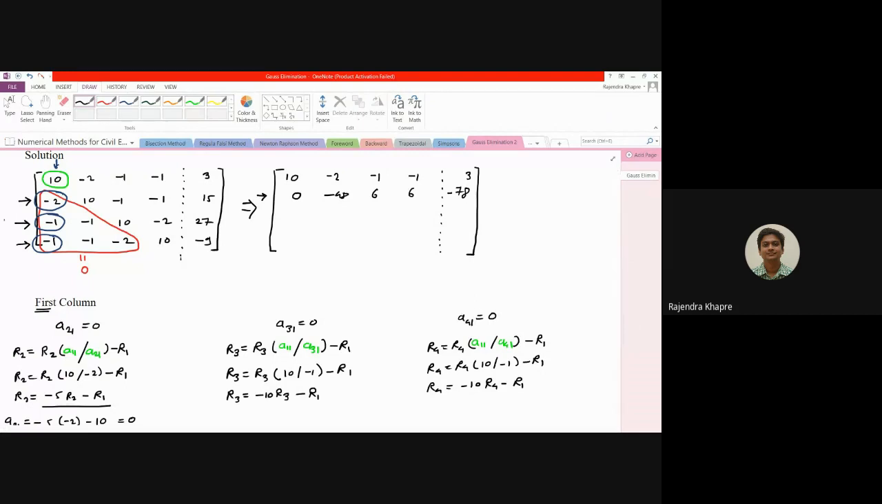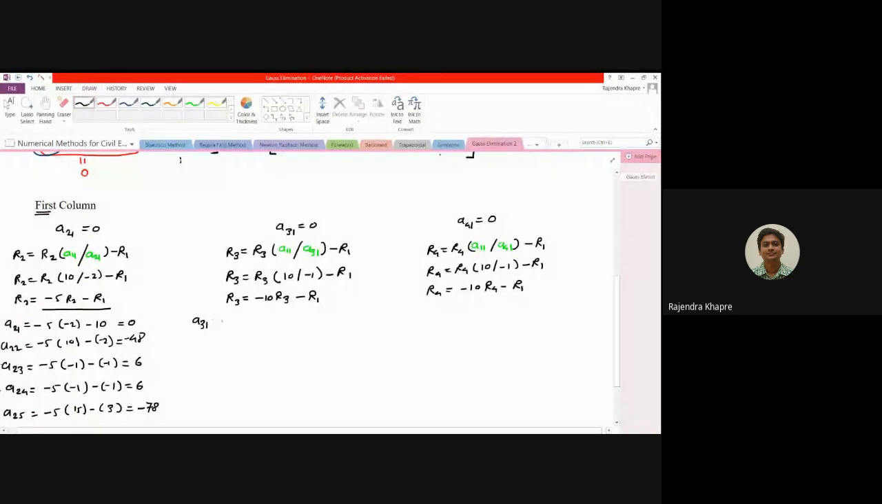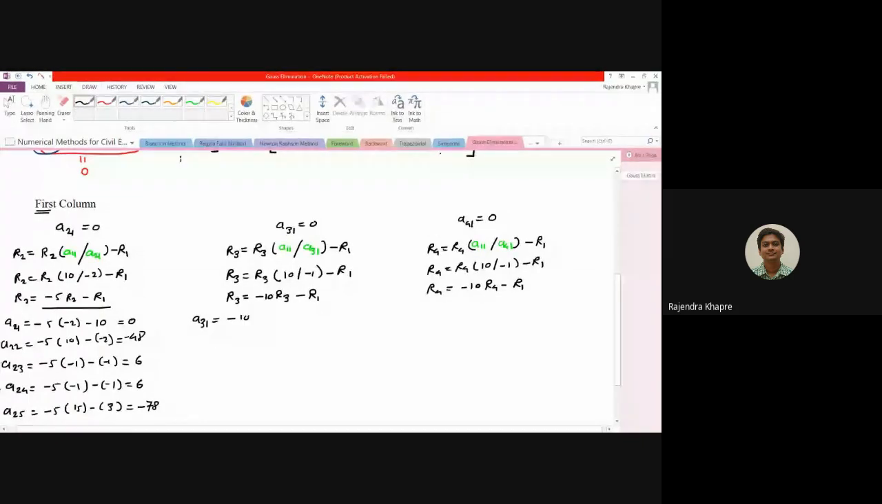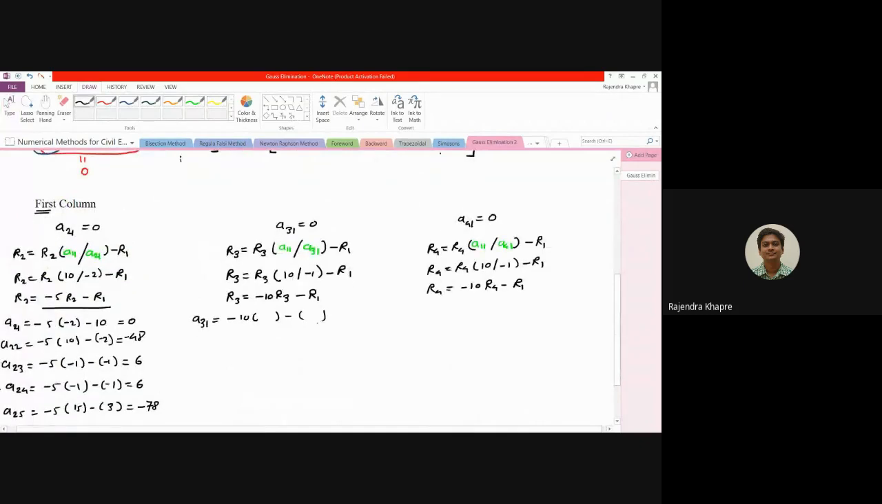Okay, so now let us operate on the third row. So I am working on the third row. So the third row expression is R3 should be replaced by minus 10 times R3 minus R1. When I am operating on the third row and first column, it will be minus 10 into R3 minus R1. If you see, the R3 value is minus 1, and this is 10. So as a result of this, you are going to get this value as 0.